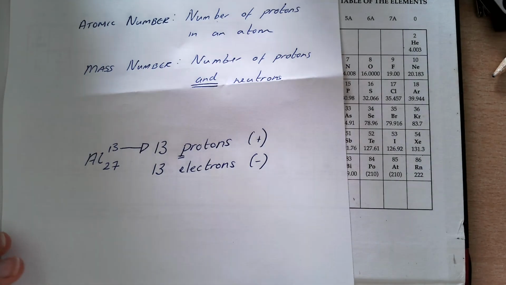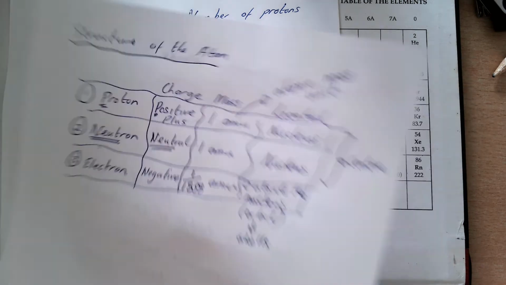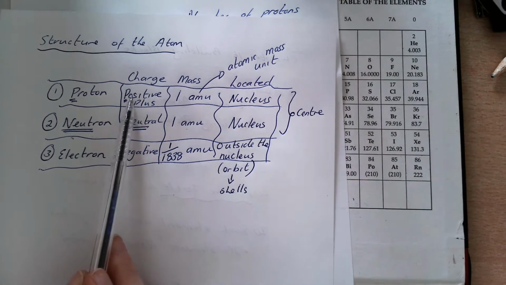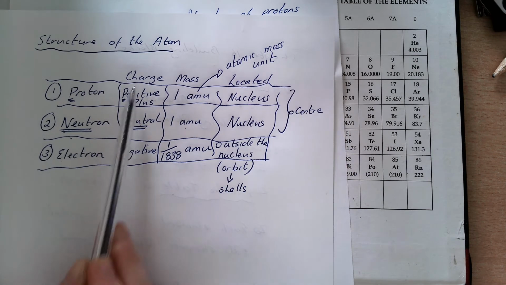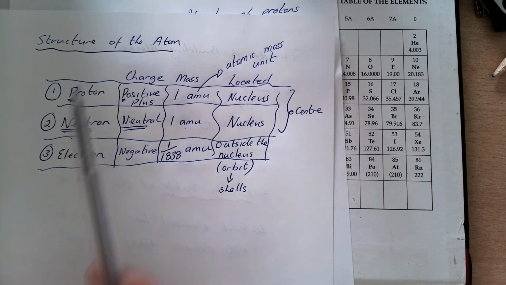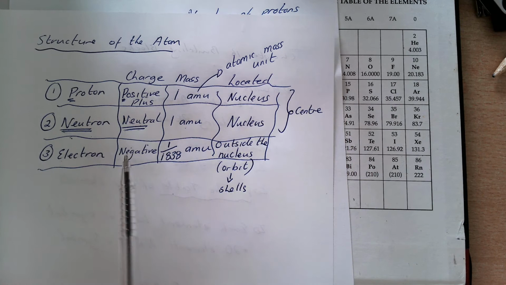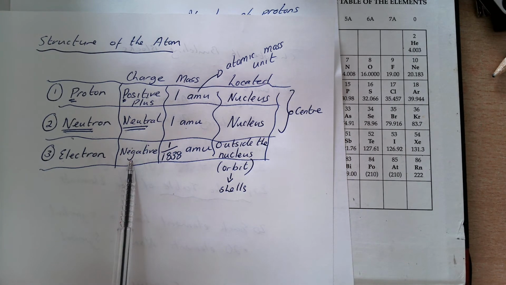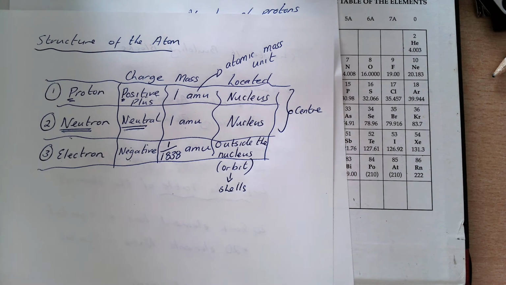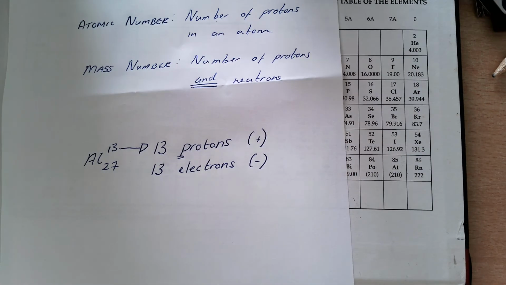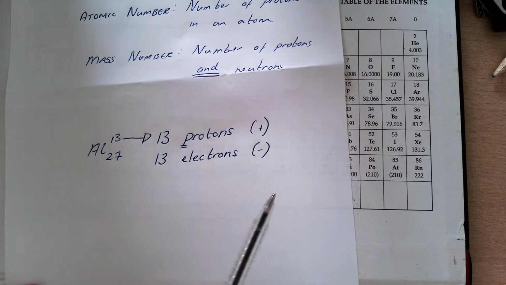And remember, my negative particles are my electrons, and we've looked at this already. So my number of protons is going to be equal to my number of electrons. If I have 13 pluses, I must have 13 negatives. So if I have 13 protons, I must have 13 electrons. So I get both of those values from my atomic number.